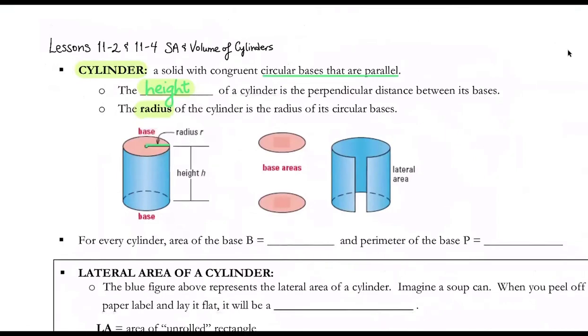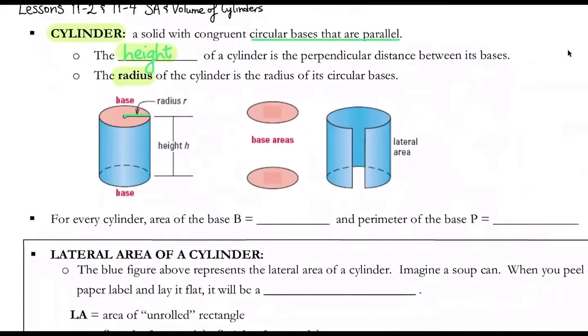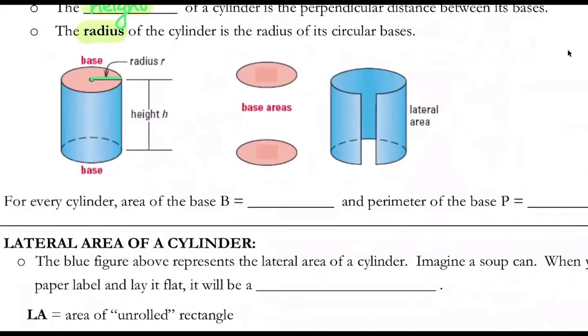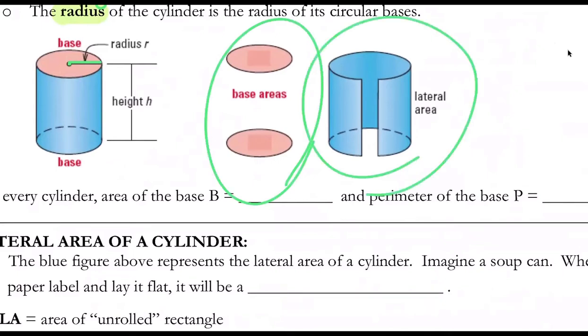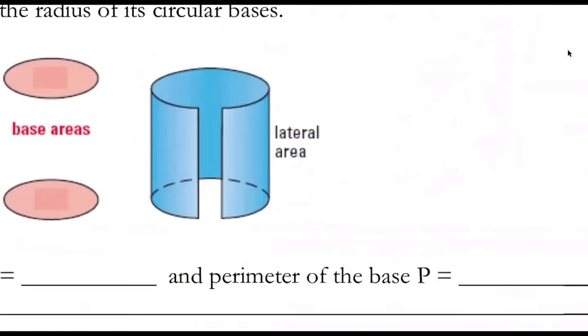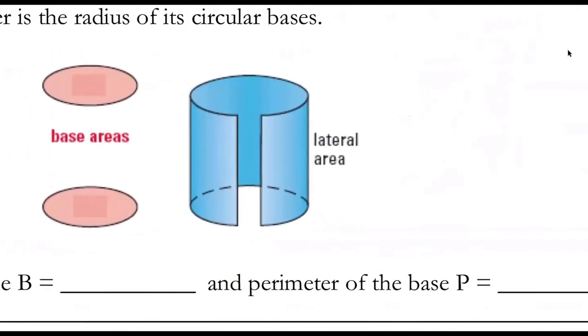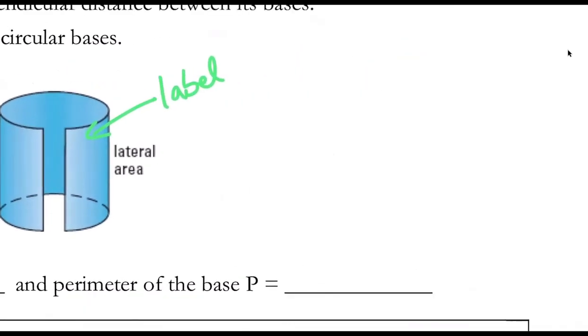Now you can kind of think of the cylinders being broken down into two parts. Basically, you have two circles, those are the base area parts, and then you have the lateral area part. If you imagine a can, like a soup can, this would be like the top and the bottom of the can. And then this part would be like the label. So if you were to take that label and unroll it, what would it look like?